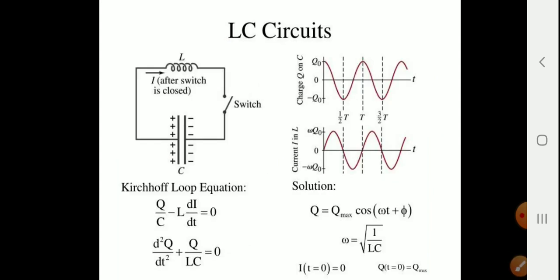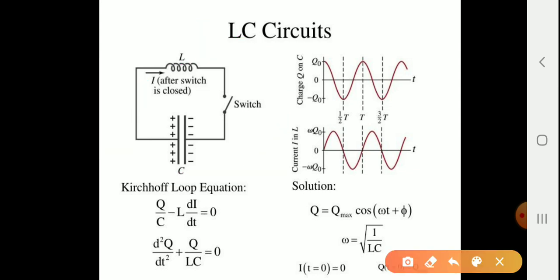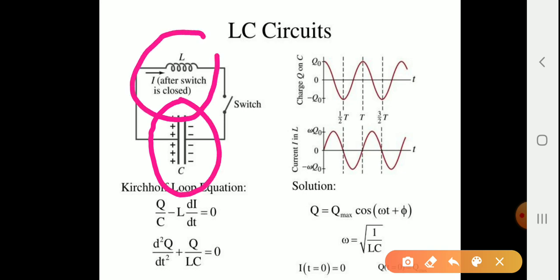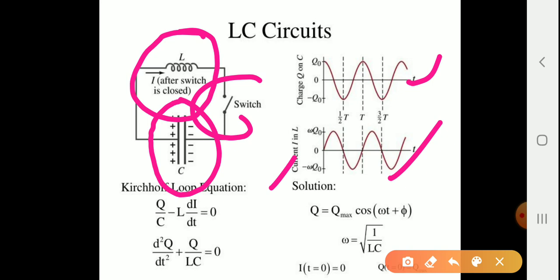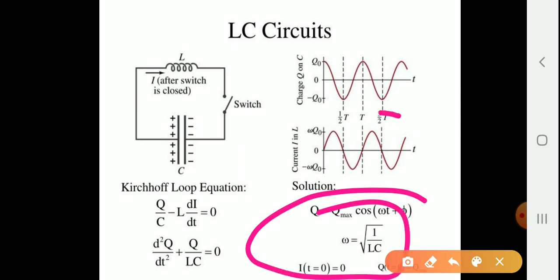LC circuit. In which case we have this basic circuit diagram, the LC circuit, right? This is the capacitor, this is the inductance. After the switch is closed, the charge on C is Q0 and minus Q0, and this is the current I in L. So Kirchhoff's loop equation: Q upon C minus L di over dt equal to zero. So d square Q upon dt square plus Q upon LC equal to zero. Q equal to Q maximum cos omega t plus phi, omega equal to root of 1 upon LC. At t equal to zero, I equal to zero and Q equal to Q maximum. This is the LC circuit, right?